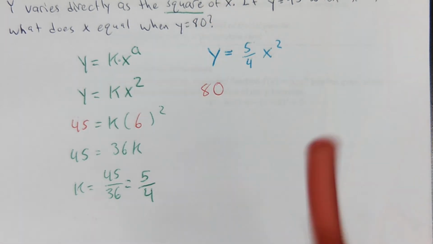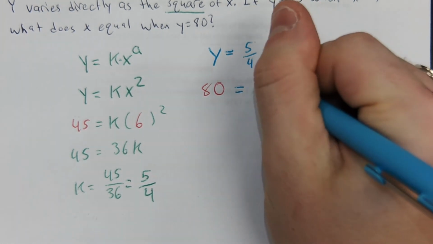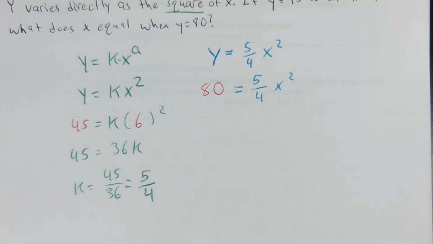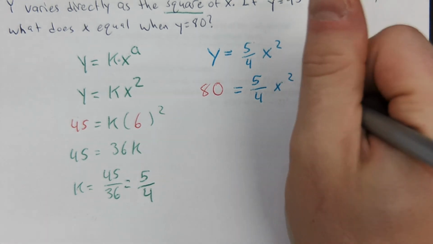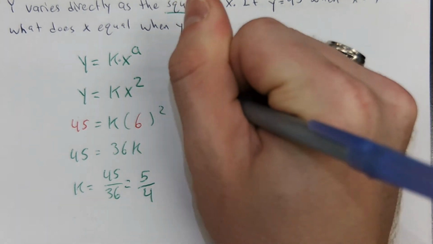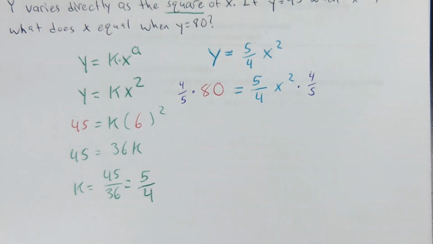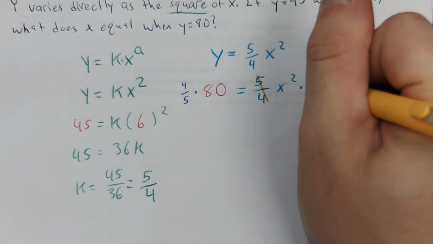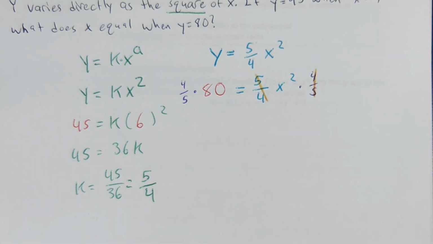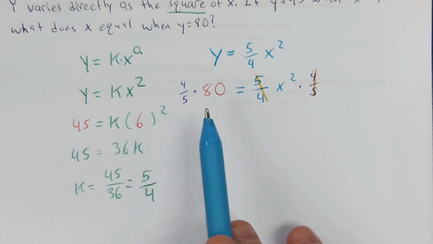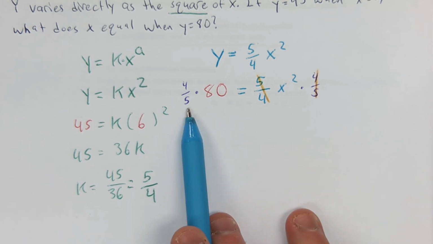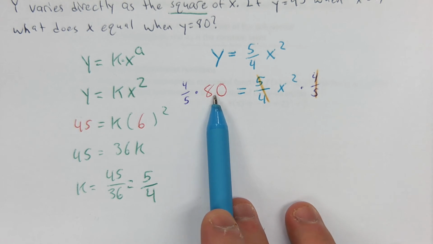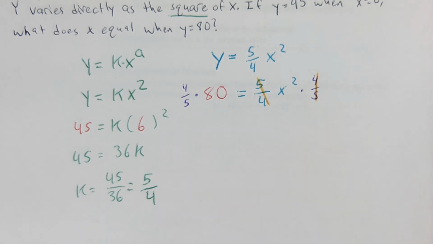I'll use 80 for substituting in again. I want that 5/4 to go away. What should I do? Multiply by 4 over 5. That'll do it. Let's multiply both sides by 4/5. Reciprocals cancel each other. And if you divide before you multiply, life is pretty easy. 1/5 of 80 is 16, and 16 times 4 is 64.